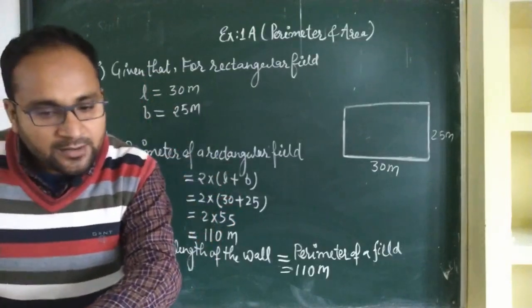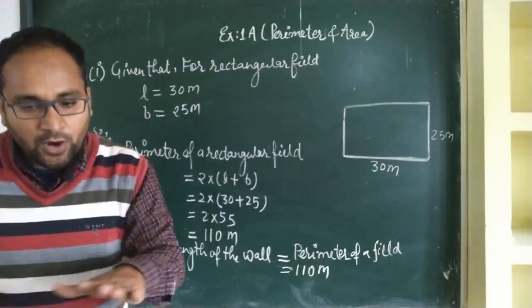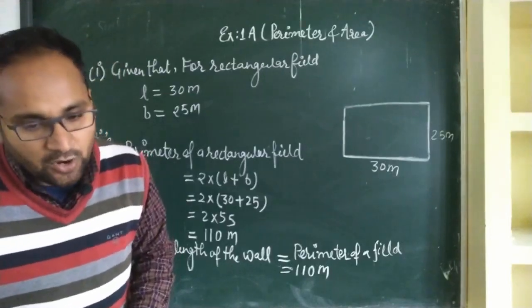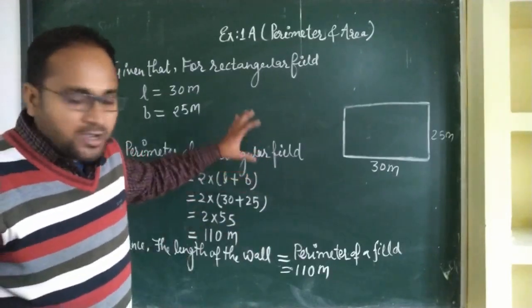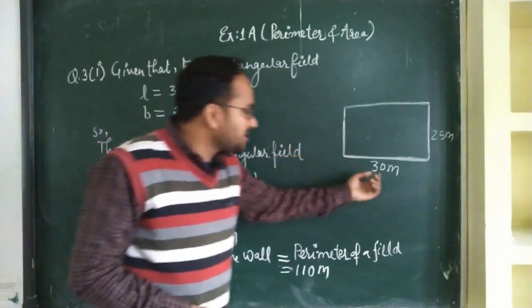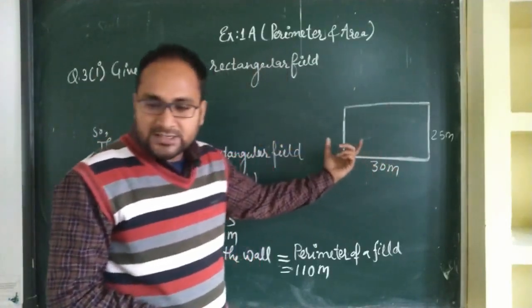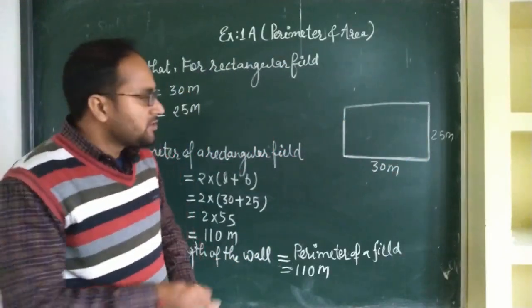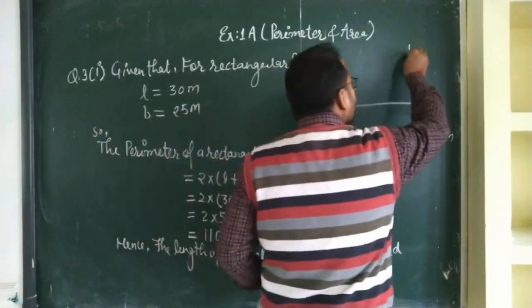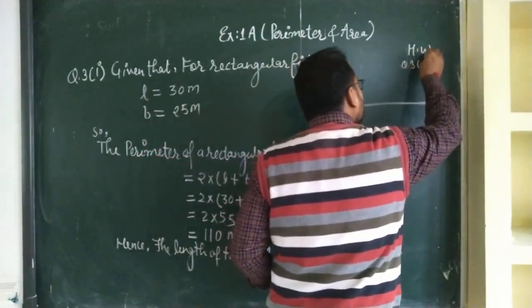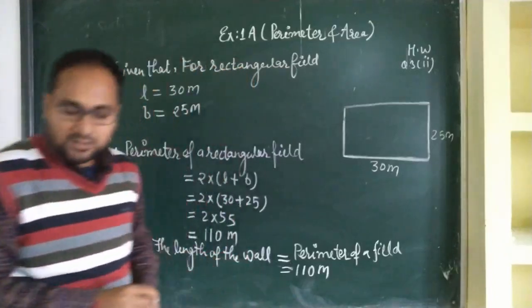Now the second part: find the length of the boundary of the wall of a rectangular garden which is 168 meter long and 132 meter broad. The second one is the same, only the dimensions are changed. Length is 168 meter and breadth is 132 meters. Question number third, the second part you will try yourself, students.